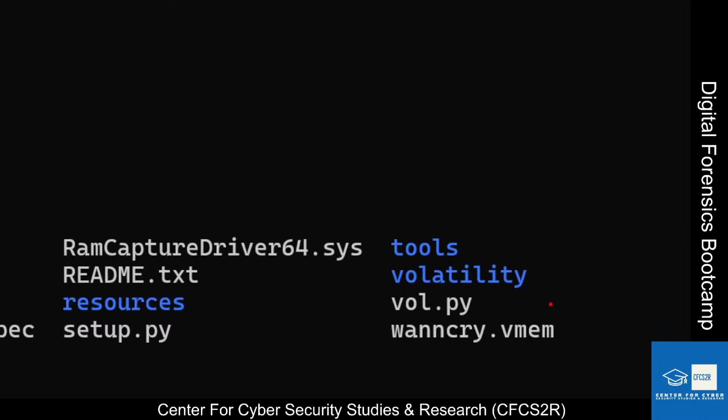That is WannaCry.vmem. Basically it's a file of a system affected by WannaCry ransomware. So there is a system that is affected by WannaCry ransomware, we have copied that particular RAM file, and we have copied it onto this system.